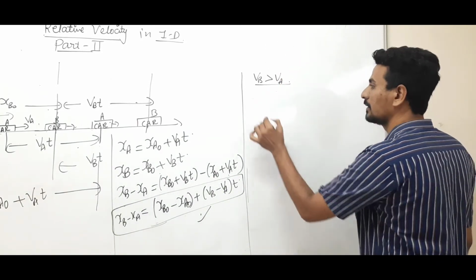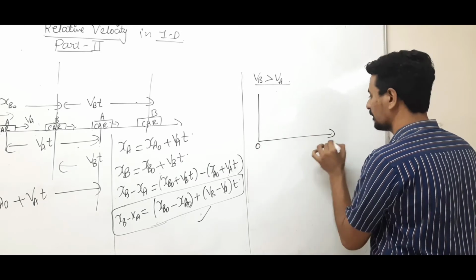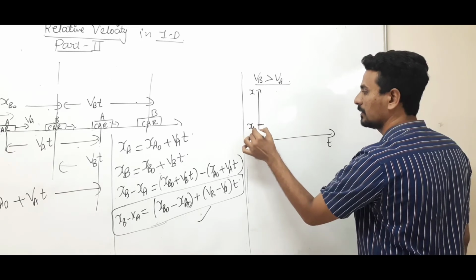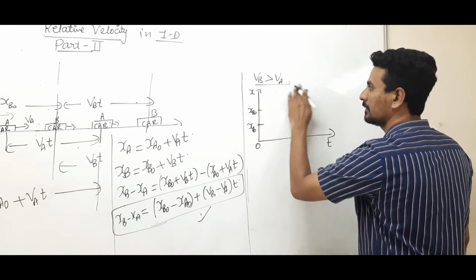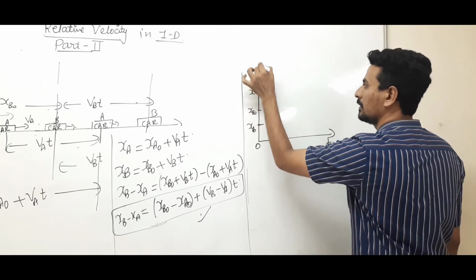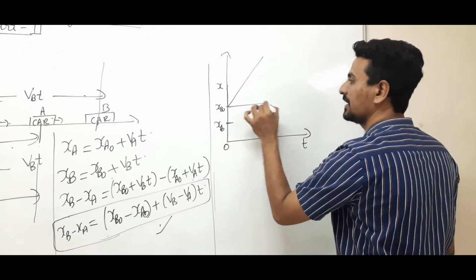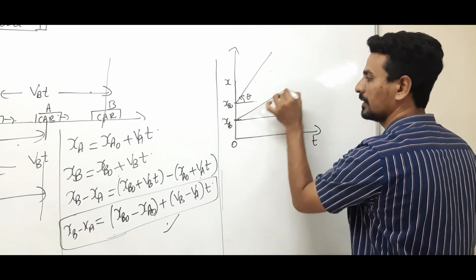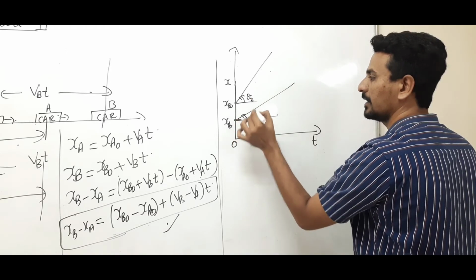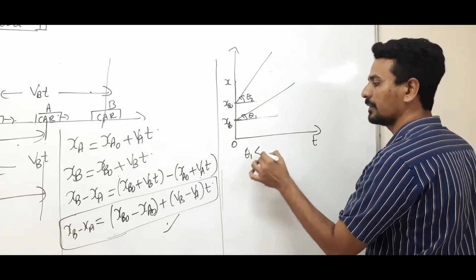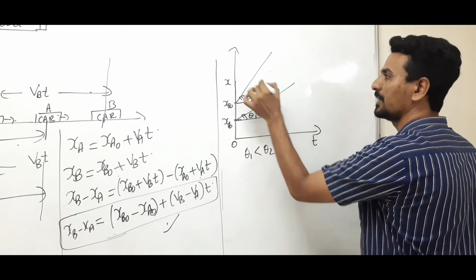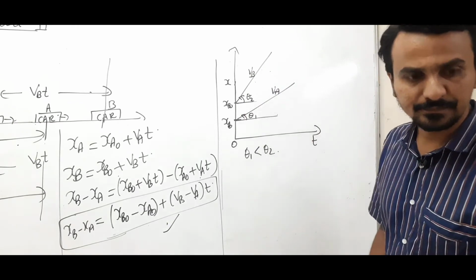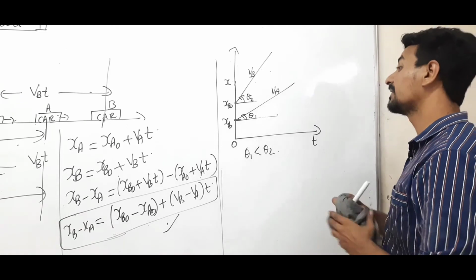So their x versus t graph will be this way, with VB greater than VA. This theta will be greater and this will be less, say theta 1 and theta 2. So obviously theta 1 will be less than theta 2. Velocity of A will be less than velocity of B. That means they will never meet each other. Done? Right? Now what if VB is less than VA?